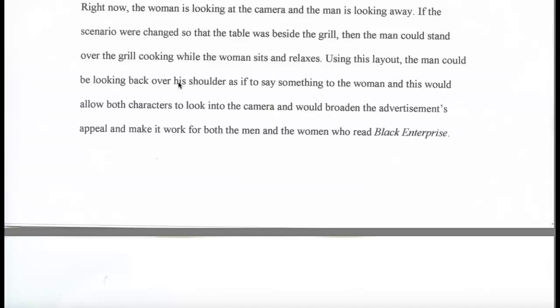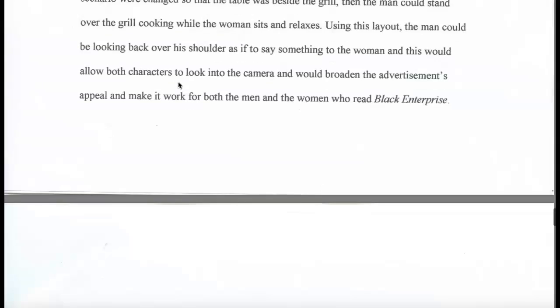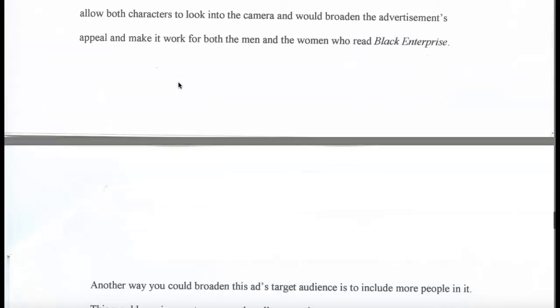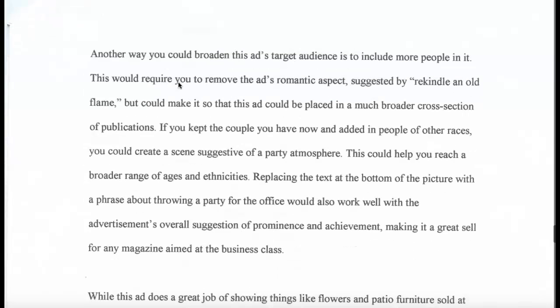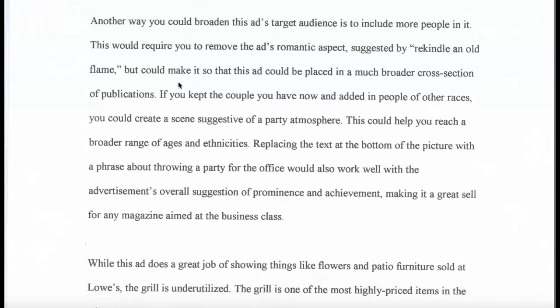So one thing it could change is having her table be beside the grill so that the man could stand next to her and they'd be on a more equal footing, instead of having her be above him. It also talks about adding more people into the ad. It's got this romantic aspect, but if you remove the romantic aspect and you add in more people of other races, it would look like they're having a party in their backyard. So it explains, here's how this would help sell to a different audience.